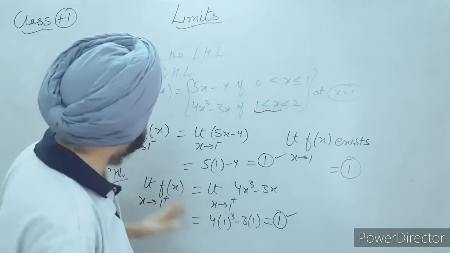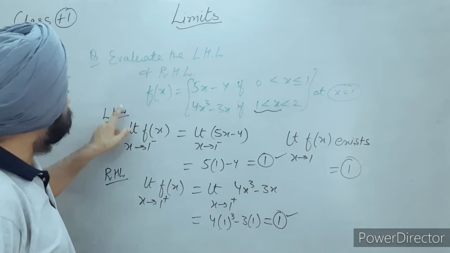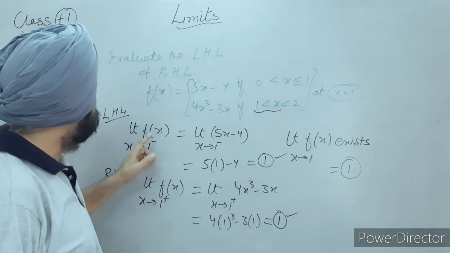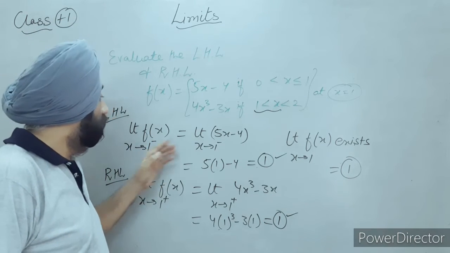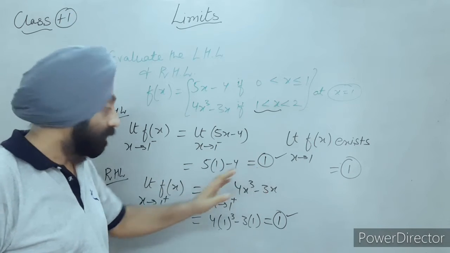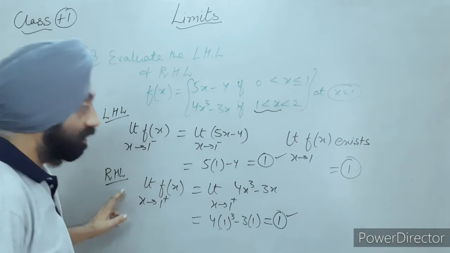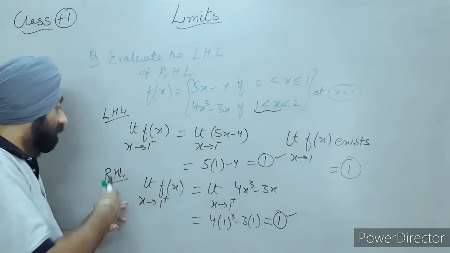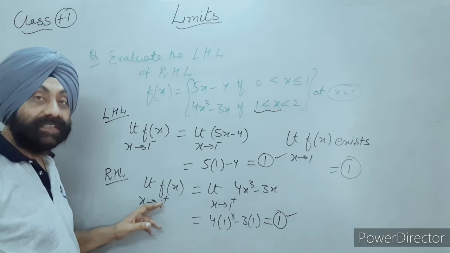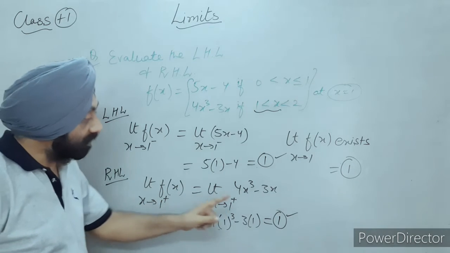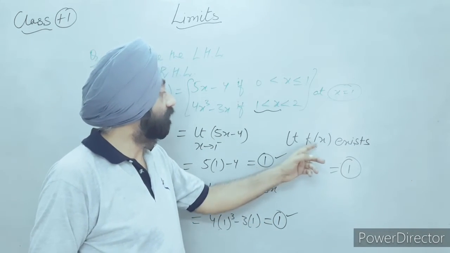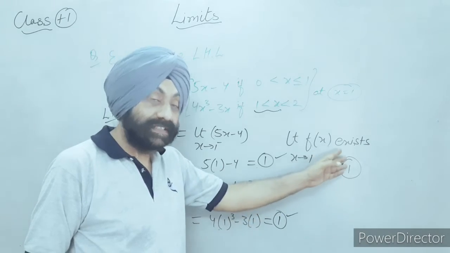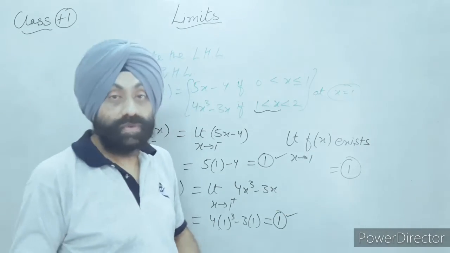This is proved by the fact that the left hand limit, as I approach the function from the left hand side of 1, that is x approaches 1 negative, I get the answer as 1. Now the right hand limit, when I approach the function from the right hand side of 1, that is x approaches 1 plus, I get the same answer. Both the answers are the same, therefore the limit of f(x) as x approaches 1 exists and is equal to 1.